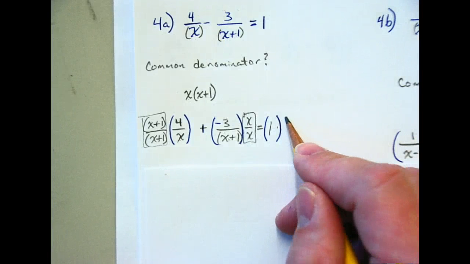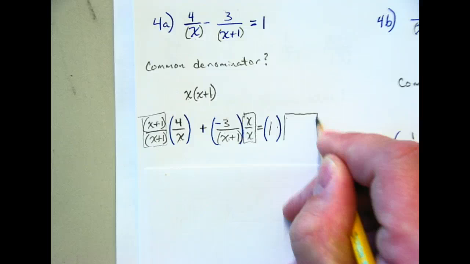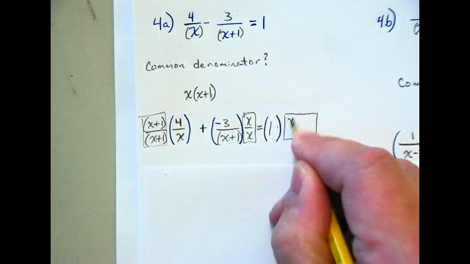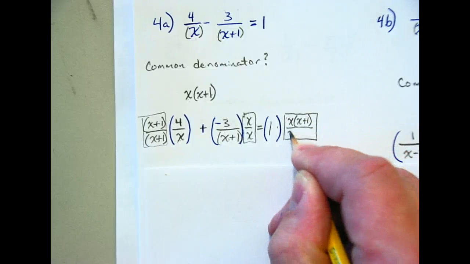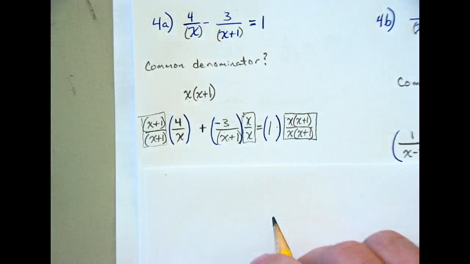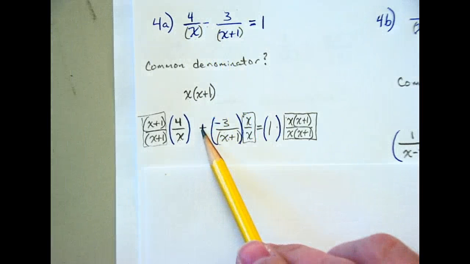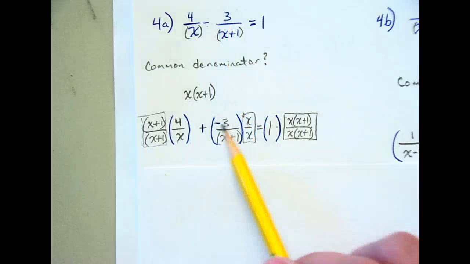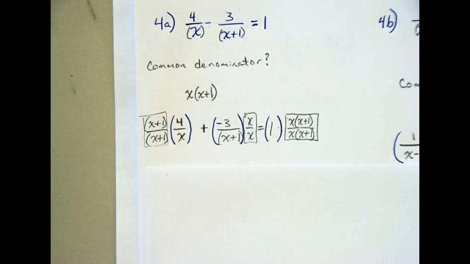Hey, and the 1 needs both pieces, right? So you're going to multiply that by x times x plus 1 over x times x plus 1. Okay, and what's the other thing I did? I made this subtraction into a positive, which means that 3 became negative, so I'm adding the 2. Any questions up to there? No? How many are with me?